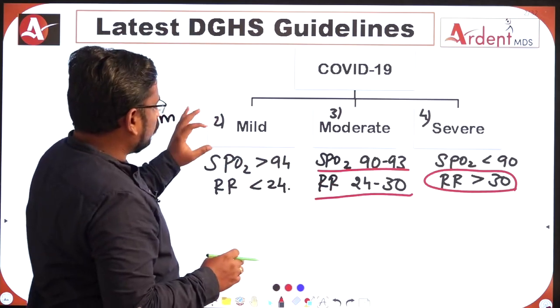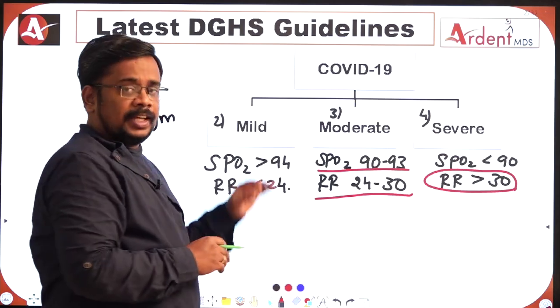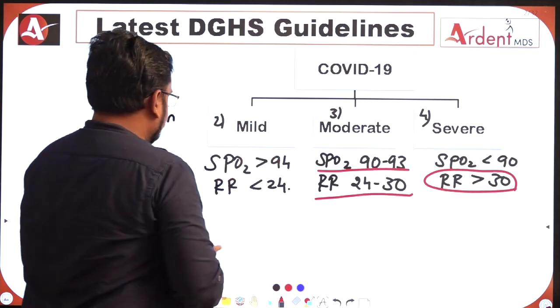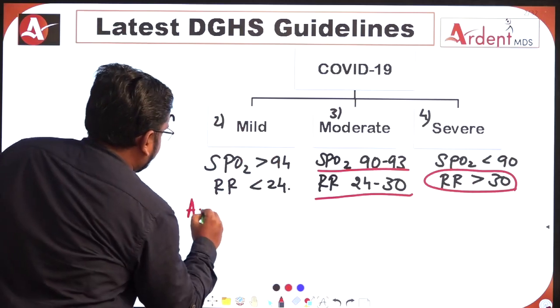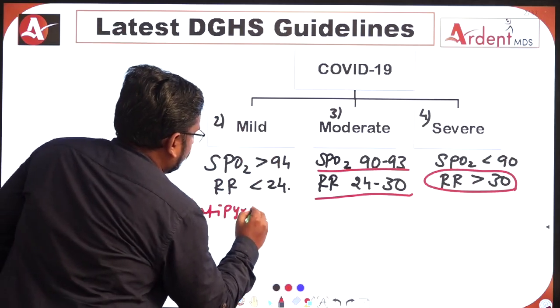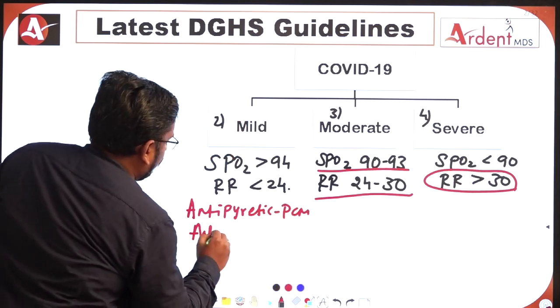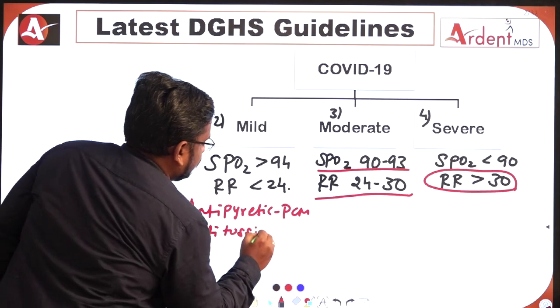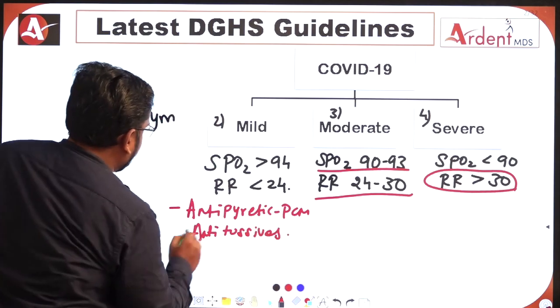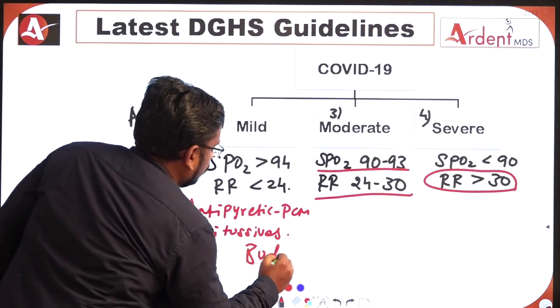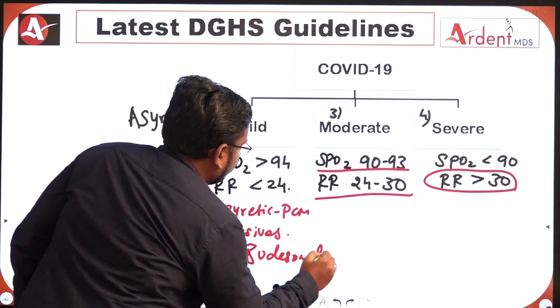First of all, we see what are the drugs which are indicated for mild. In case of an asymptomatic patient, no drug is needed. But in case of a mild, you can go for antipyretic. So the best antipyretic which you can give is paracetamol, right? And you can also go for antitussives. So that is to decrease the cough, number one. Number two, and number three, you can go for budesonide, only indicated.